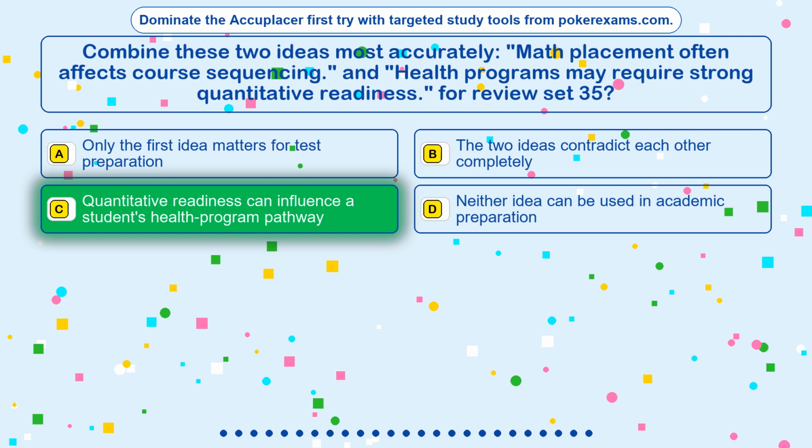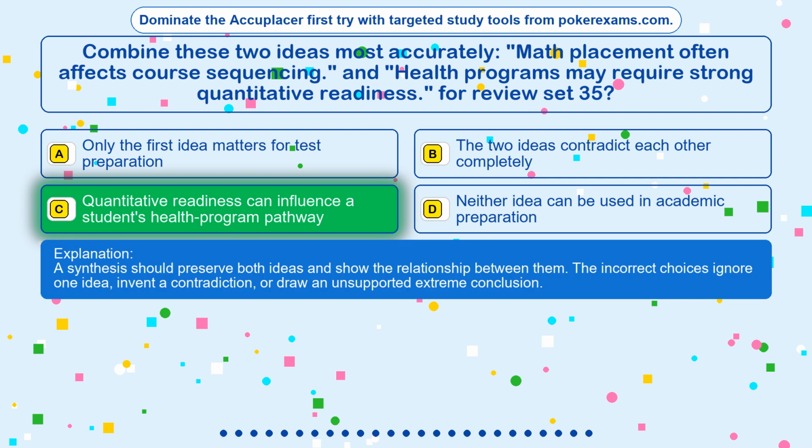The correct answer is option C. Quantitative readiness can influence a student's health program pathway. A synthesis should preserve both ideas and show the relationship between them. The incorrect choices ignore one idea, invent a contradiction, or draw an unsupported extreme conclusion.